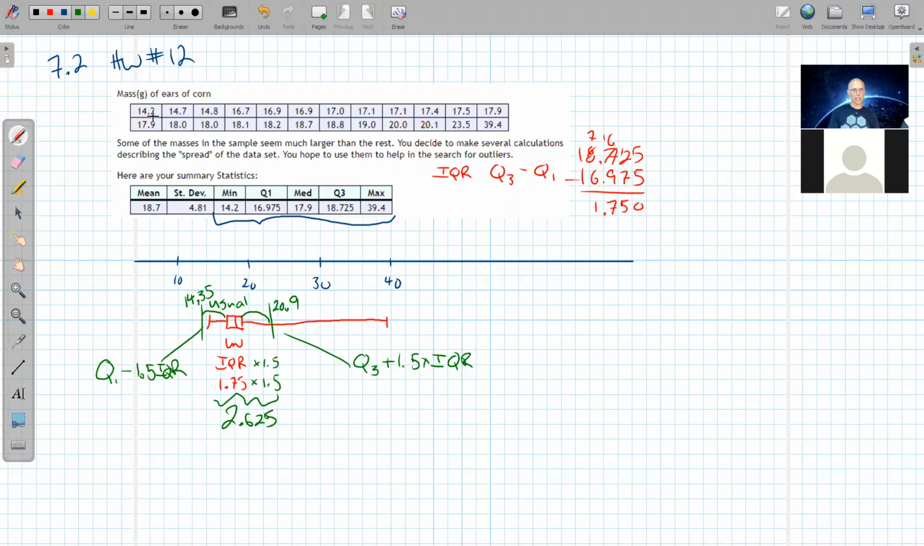So if I look back at the data set, they're in order. So this number right here is unusually low compared to the rest. And anything bigger than 20.9, so that would be these last two here. So this one and this one, these are unusually high compared to the rest.